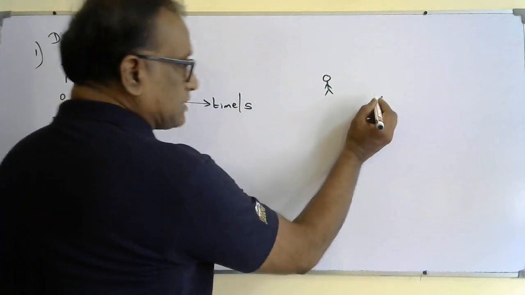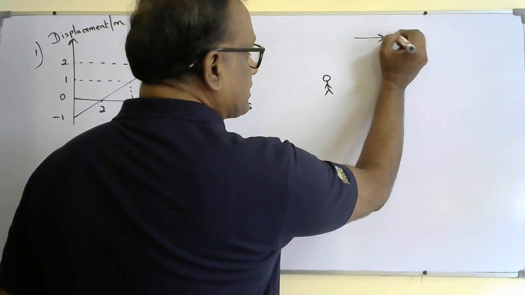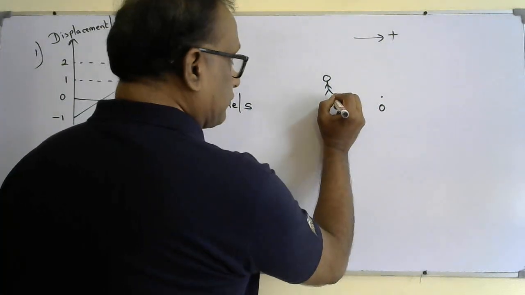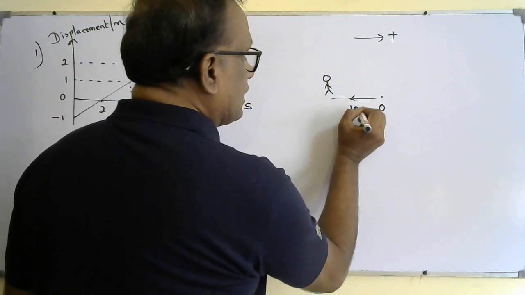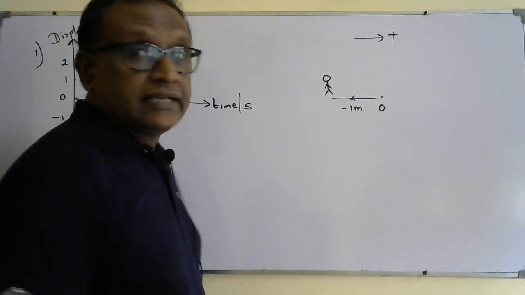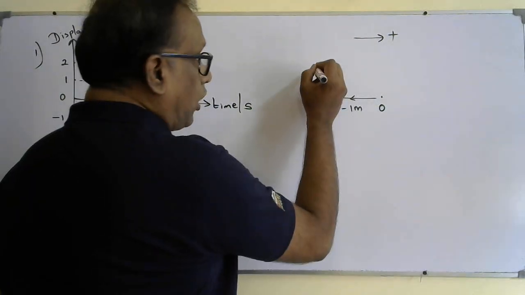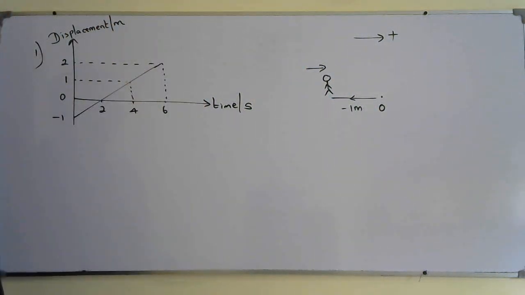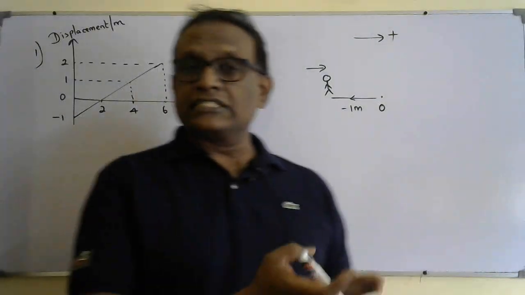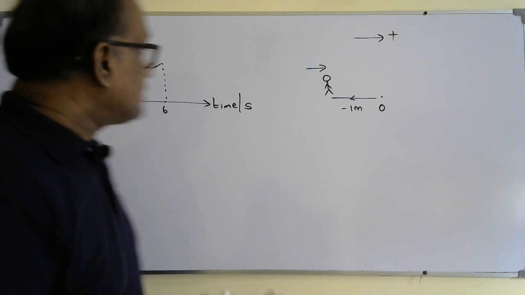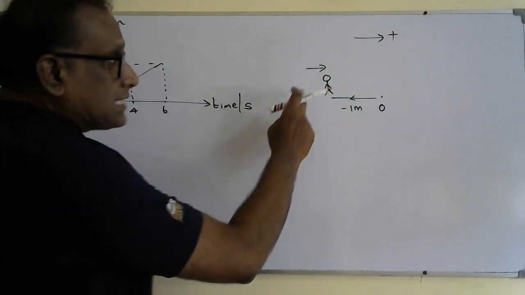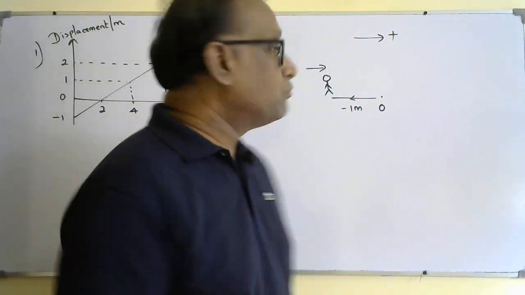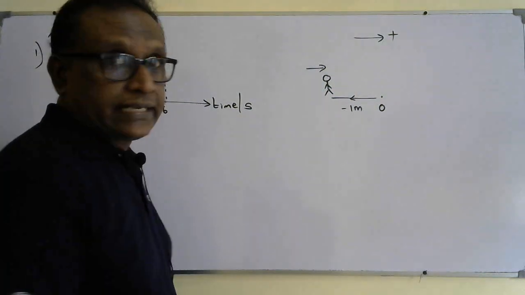So if this is the reference point, and I take towards right as positive, initially the displacement of the student is towards left 1 meter. That will be negative because it's opposite to the direction I take. He is walking in this direction, towards positive, because the gradient of the displacement time graph gives the velocity. You can see the gradient, the slope, is positive. That means the velocity is along the direction I take as positive, so he is moving towards right.